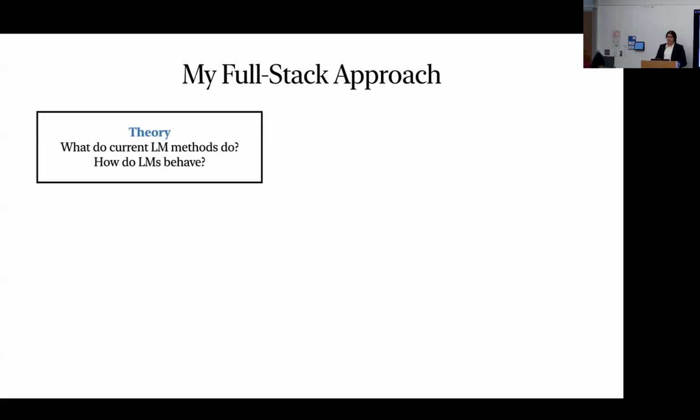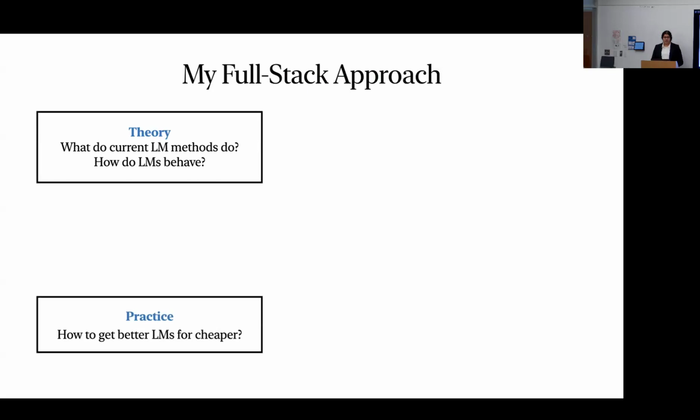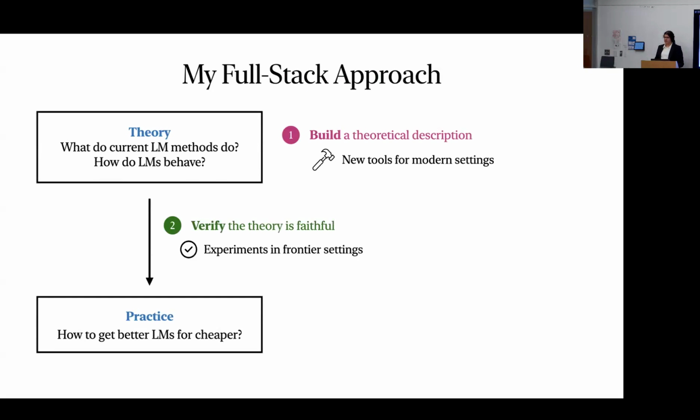On one end, we have theoretical or conceptual questions, like what do current language model training methods do, and how do these language models behave? On the other hand, we have a very simple practical question, which is just how do we get better language models for less money? Starting from the theoretical end, I build a theoretical description, and this requires substantially new tools to consider these modern settings that we're using to train these models. And then I verify that the theory is faithful. All of my papers have a number of experiments in frontier settings to see that these theoretical descriptions are actually meaningful in the context of the models we're creating today. And finally, I apply the theory to design new methods. Most of my research has led in particular to efficient and effective training methodologies for creating these models.